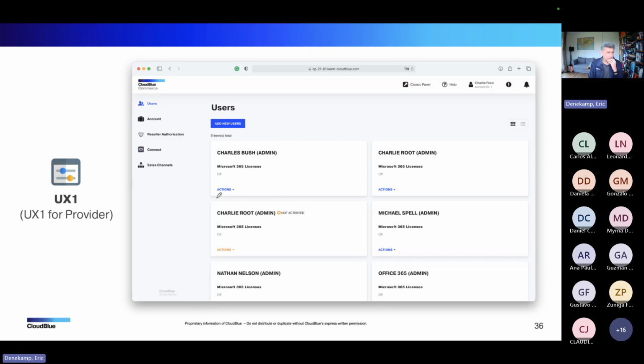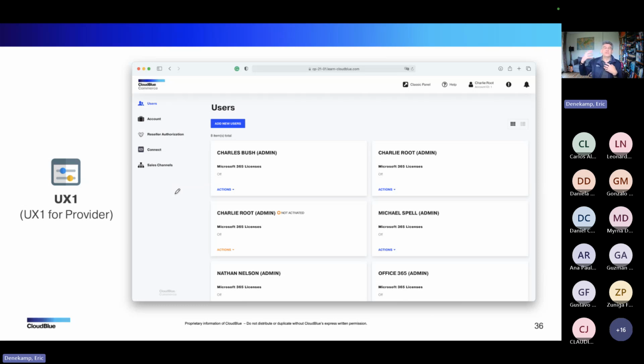And we've got the UX1. And this is a UX1 for provider. That is, I would almost say, the oldest UX1 screenshot that we have. This is the first one where you see that there is hardly any interesting information in there. So, of course, over time, we added functionality to UX1 for provider, UX1 for reseller.